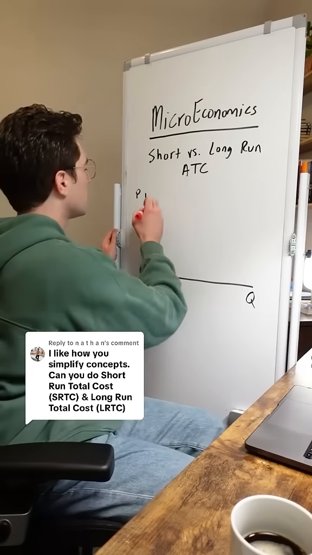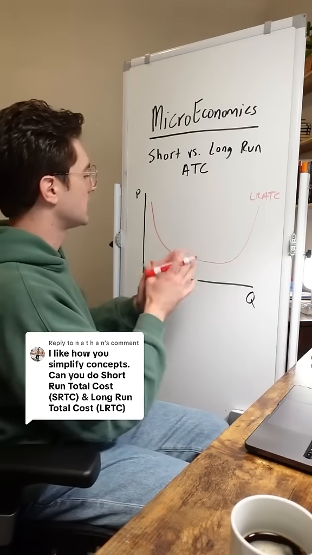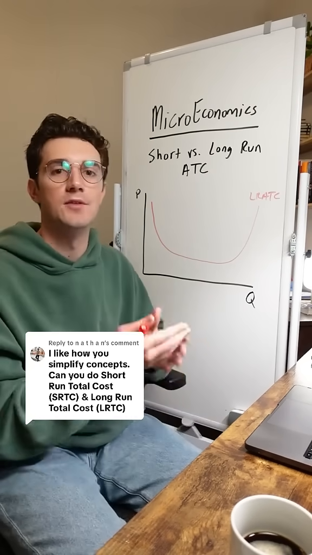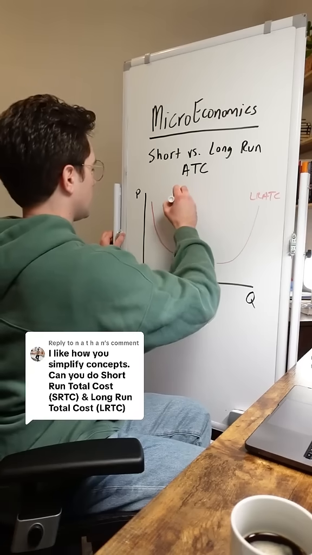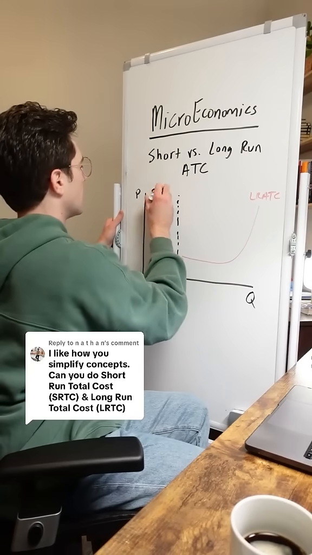Alright, so the long run ATC looks something like this right here. And before we dig into how it relates to the short run ATC, let's first understand the three different zones of this curve. We've got this first one on the left right here. This is the economies of scale zone.